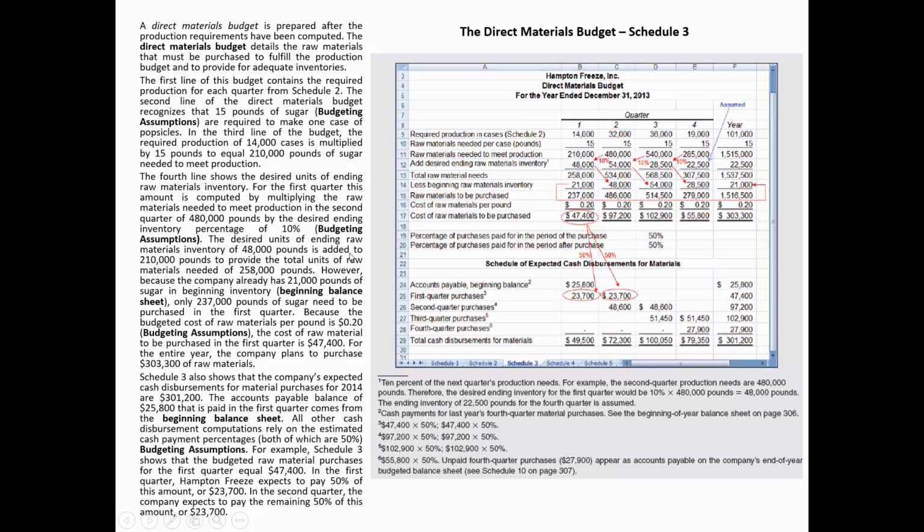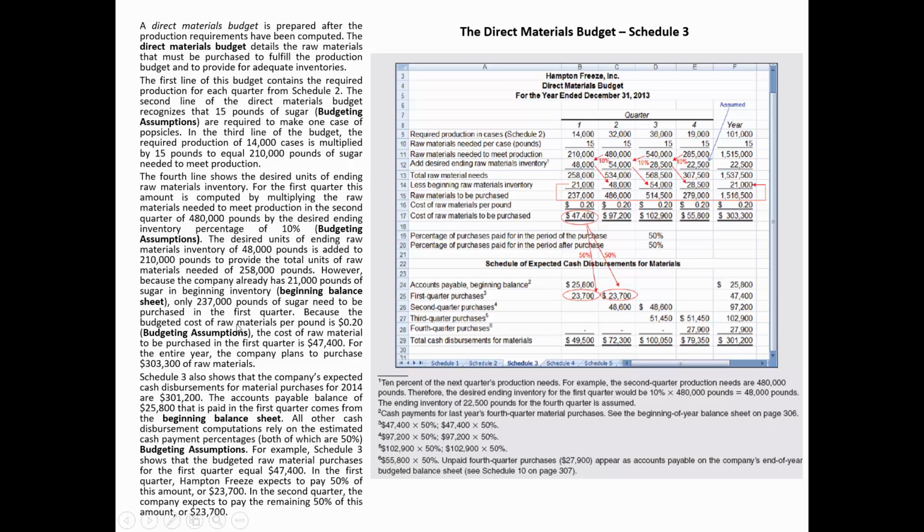So this is our total raw materials needs. The desired ending raw materials of 48,000 pounds is added to the 210,000 pounds to provide the total units of raw materials needed of 258,000 pounds. However, because the company already has 21,000 pounds of sugar at the beginning inventory, only 237,000 pounds of sugar need to be purchased in the first quarter. So we only need to purchase 237,000.